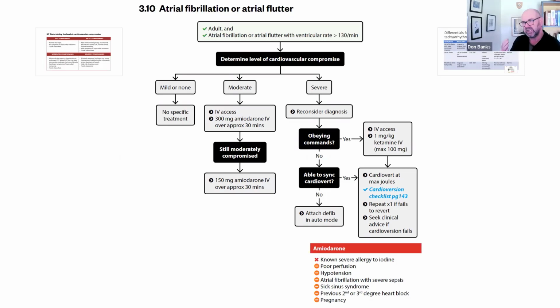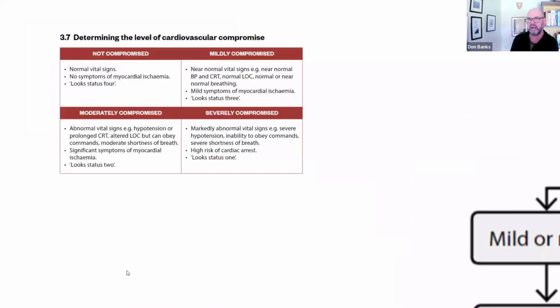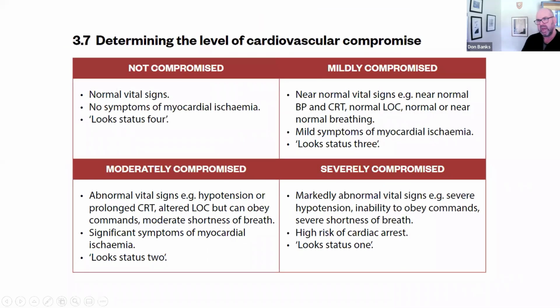It's exactly the same process. My first thing when I'm thinking about someone who appears compromised, and I'm thinking atrial fibrillation and atrial flutter, is to come back to the section of the CPG and have it very, very clear in my head where I think the patient sits on the scale, because regardless of what the rhythm is, it's still going to determine what's going to happen.